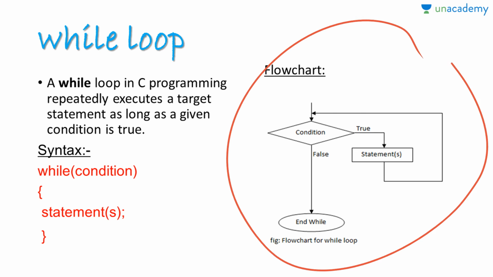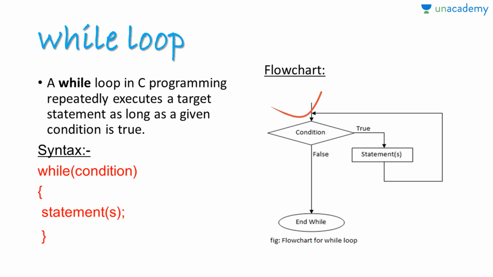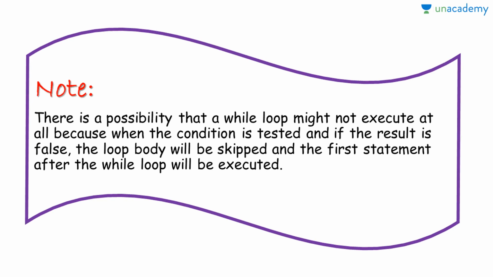So this is the flowchart of the while loop. Condition is checked. If it is true, statement executed and again comes back to checking the condition. This keeps continuing until the condition is false. So when it is false, it comes out of the while loop. So there is a possibility that a while loop might not execute at all. But why? Because first we are checking the condition. Only if the condition is true, we execute the body of the loop. But if the condition is proved to be false at first itself, there is no way that the code in the while loop is executed.